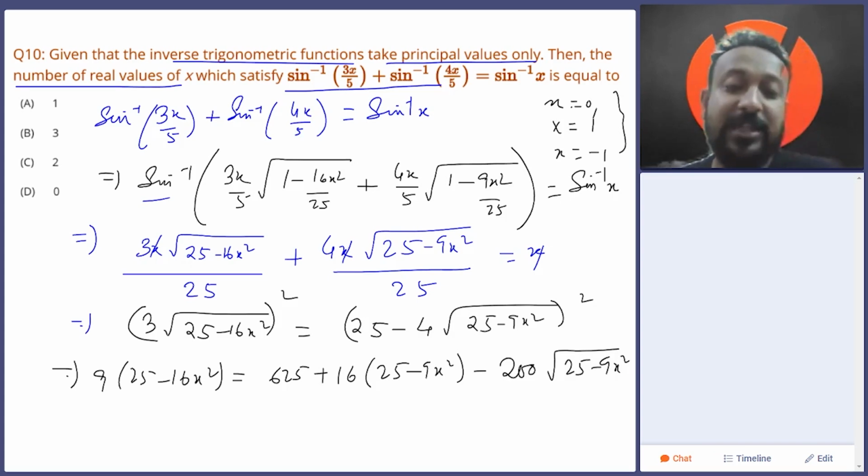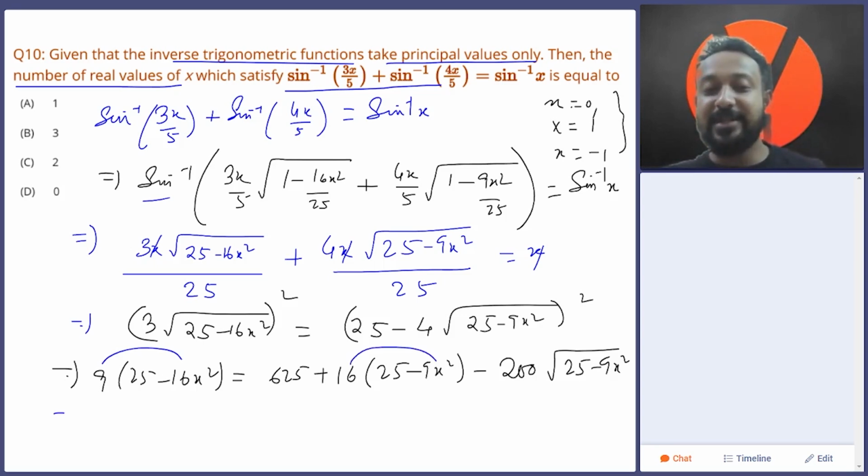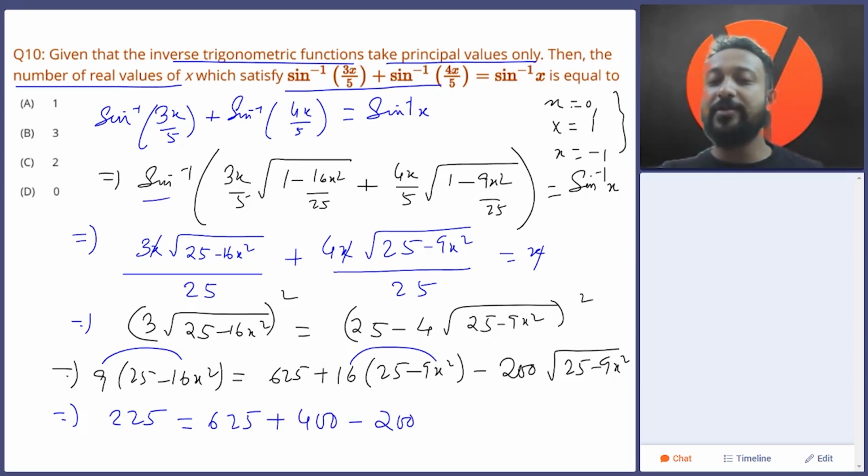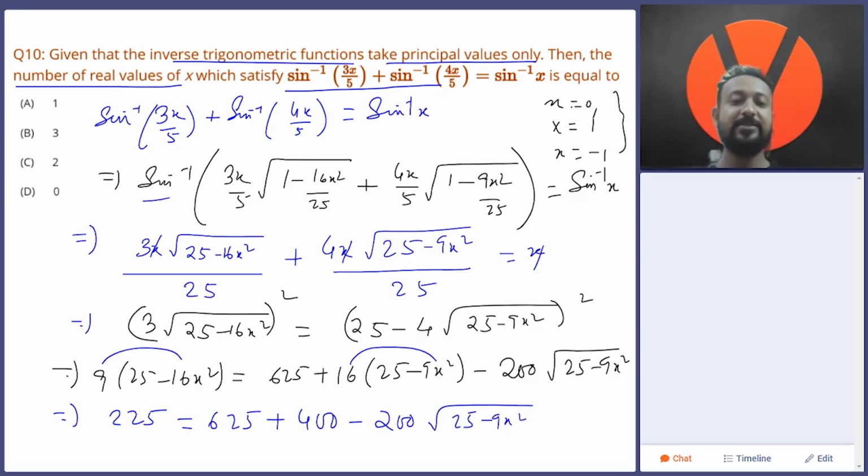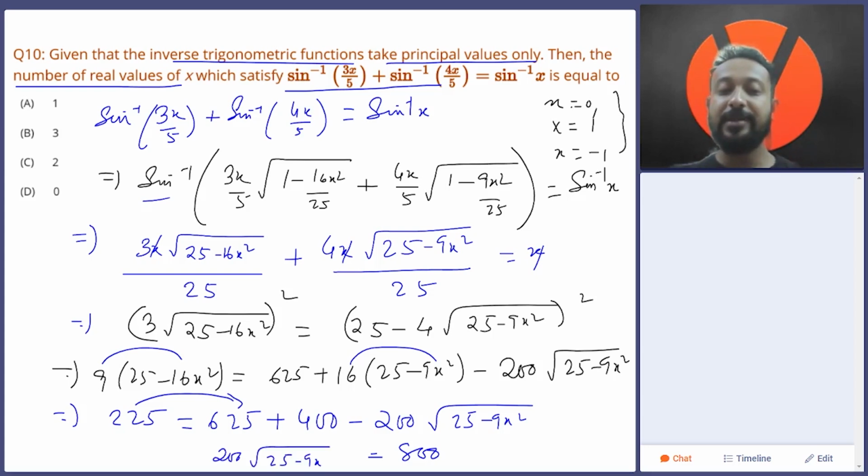No, watch carefully, this 9 times 16 is getting cancelled. So 9 times 25 is 225, equal to 625, plus 16 times 25, which is 400, minus 200 root 25 minus 9x square. So 625 minus 225 is 400, 400 plus 400 is 800. If I take it to the left hand side, it's 200 times under root 25 minus 9x square. The 200s are gone, it is 4.